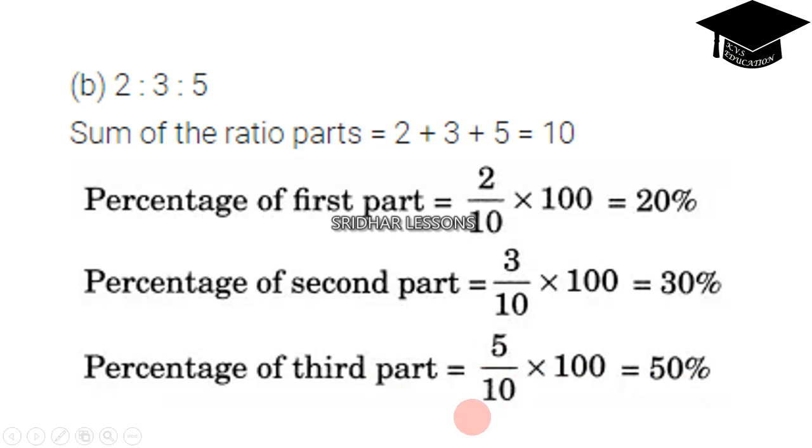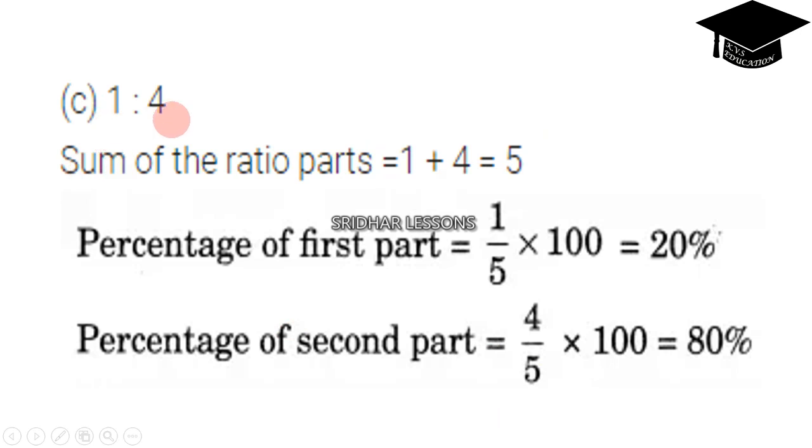Observe this one carefully. Okay, next question. 1 is to 4. Once again, same procedure we have to follow. The sum of the ratio parts is equals to 1 plus 4, which is equals to 5. So if you want to calculate the percentage of first part, it is equals to 1 by 5 into 100. This is equals to 20%. And the percentage of second part is equals to 4 by 5 into 100, which is equals to 80%.